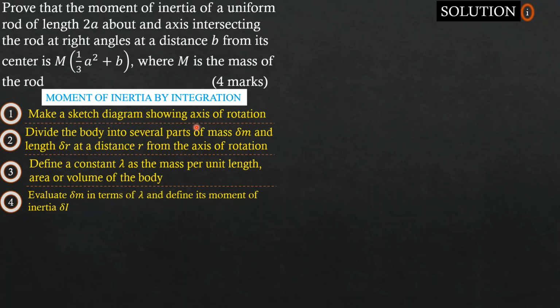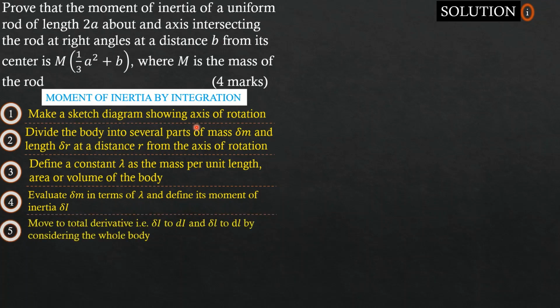Fourthly, we evaluate delta m in terms of lambda and we define its moment of inertia delta I. Fifthly, we move now to the total derivative, meaning we move from delta m to dm, from delta I to dI, and then from delta l to dl, or delta r to dr, by considering the whole body, because small delta is a very small change. This is a very small change because we are dealing with an increment, a very small part of the body that we took. So for the whole body, now we need to take the total, which is summing, as you are going to see.